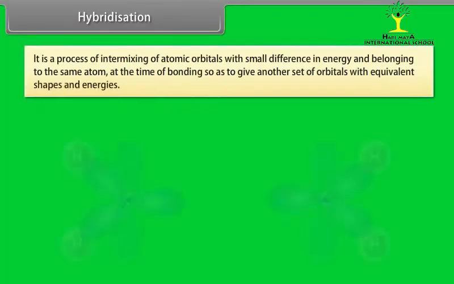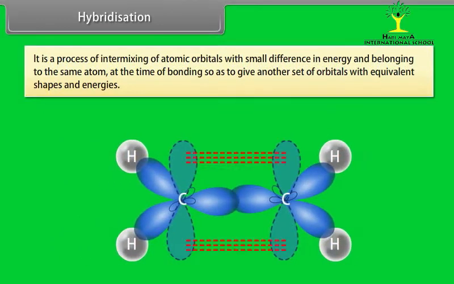Hybridization. It is a process of intermixing of atomic orbitals with small difference in energy and belonging to the same atom at the same time of bonding so as to give another set of orbitals with equivalent shapes and energies.